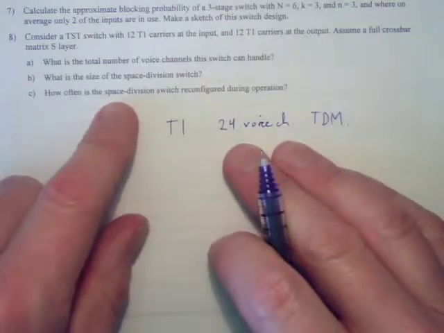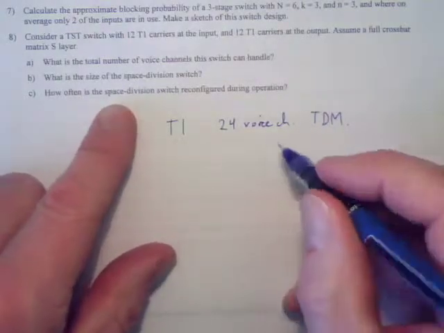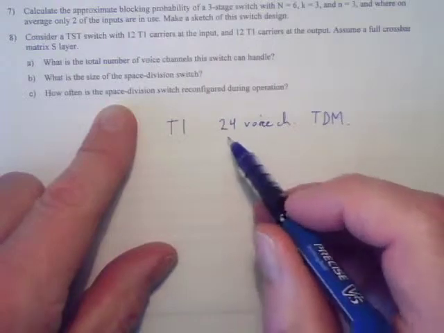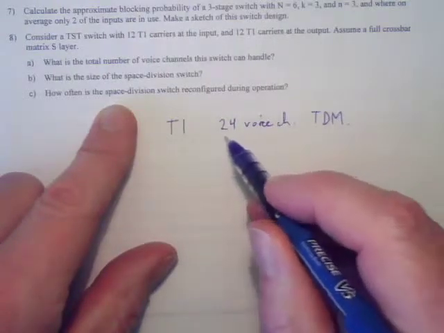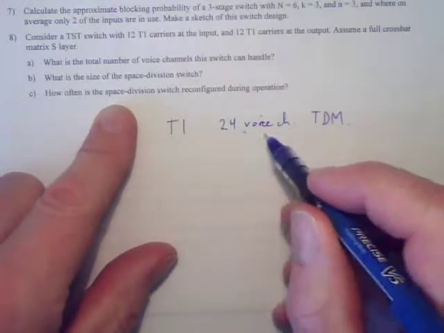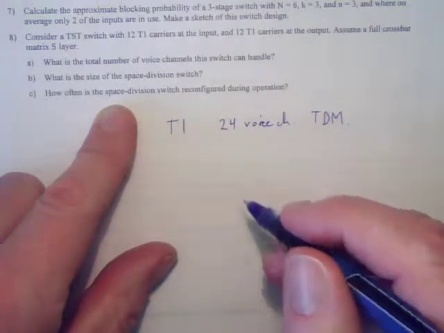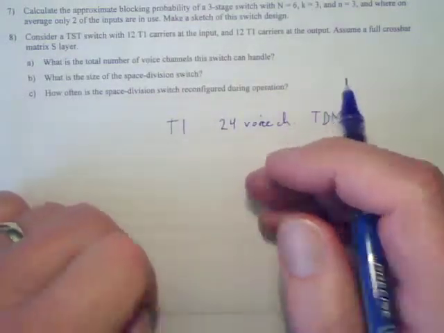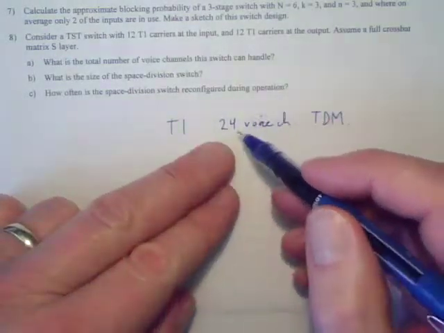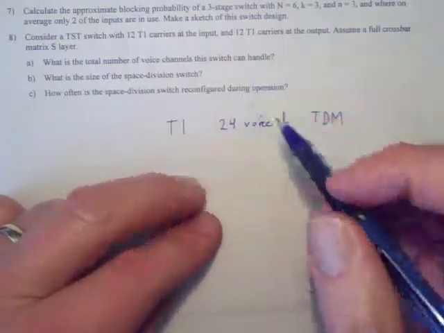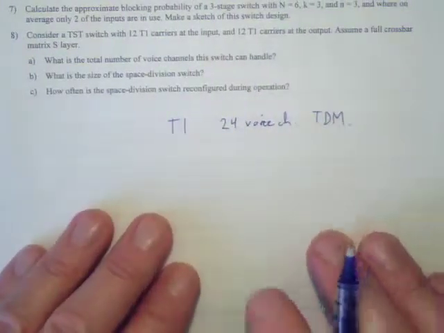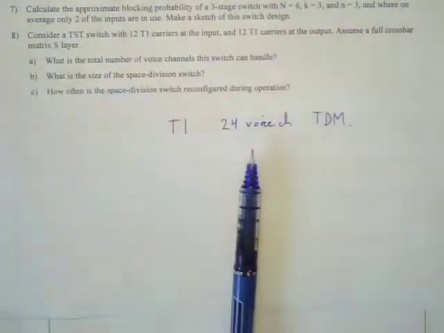this problem from this. And for part C, you have to know that the voice channels are the time slots on a T1. Well, you can look up the duration of a time slot on a T1 to get the answer to part C. So I hope that helps with your homework on the TST switch problems 3 and 8.